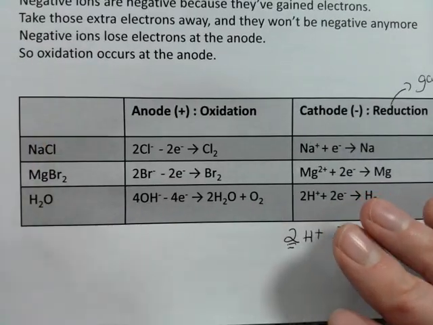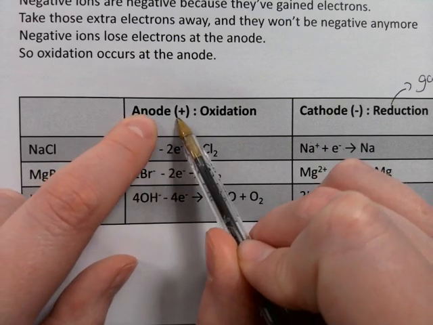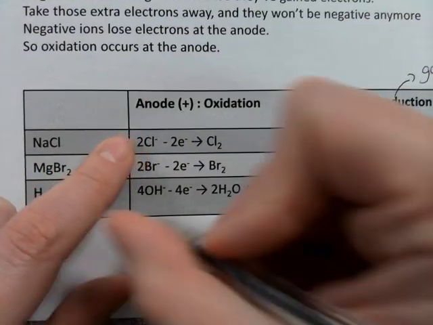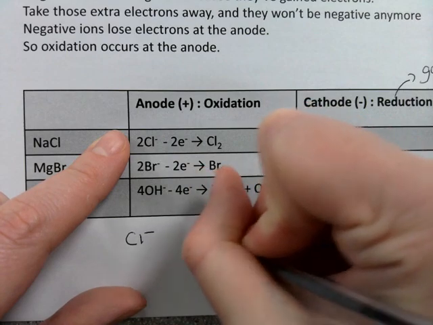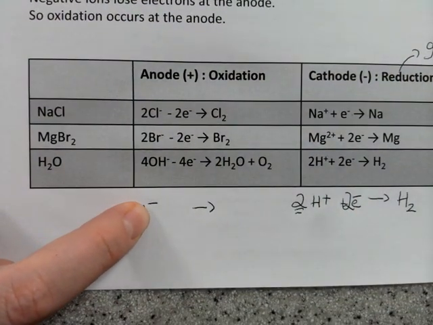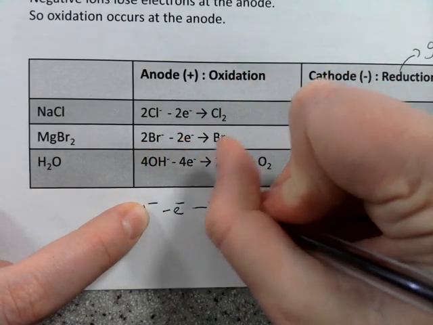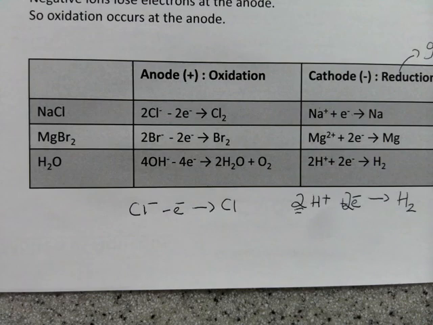At the anode is going to be the opposite, all right? So I've got all of my negative ions going to my positive anode. Now, if I look at chlorine, again, I'm going to start off by writing it alone down here. My chloride is negatively charged because it gained an electron. If I take that electron away again, it's going to be back to just being a chlorine atom.